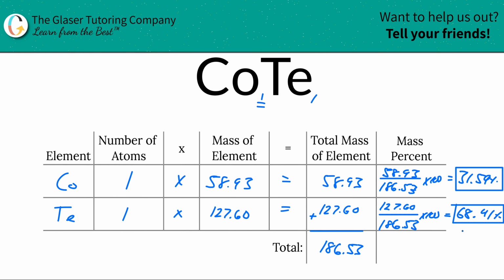68.41. So when you add these percentages together, it comes out to 100. So I'm pretty sure we're good. Thanks for tuning in. That's how you find the percent compositions of those particular elements.